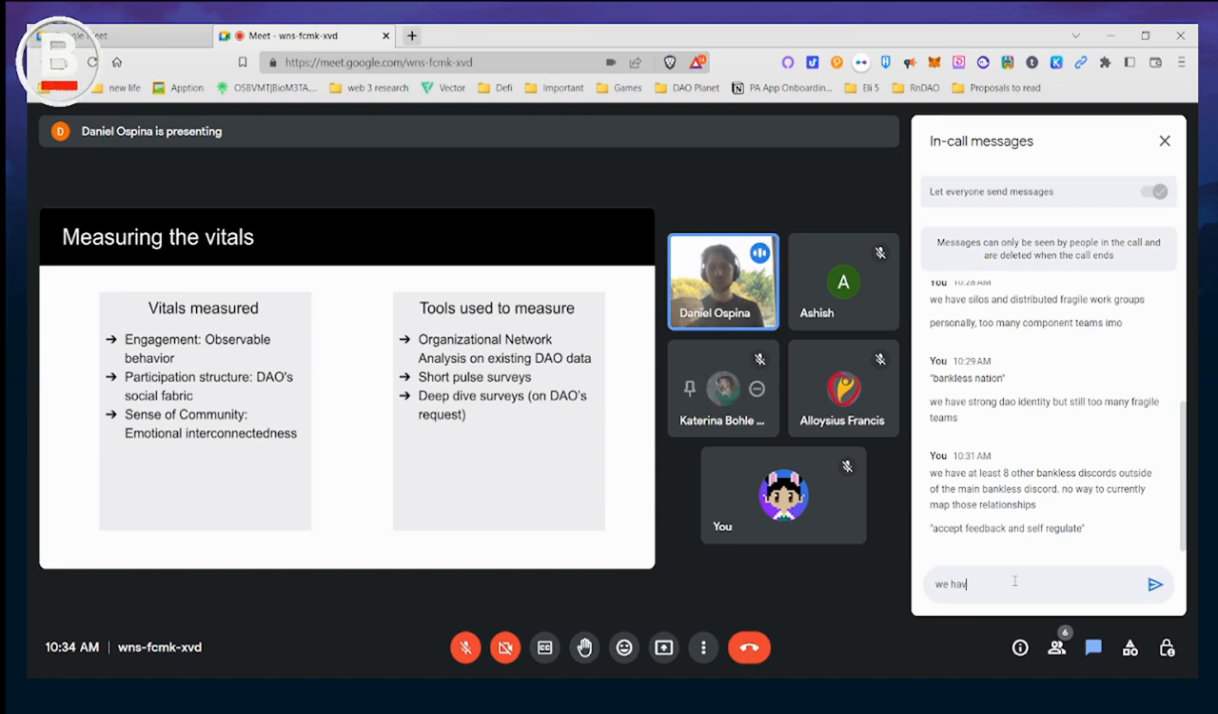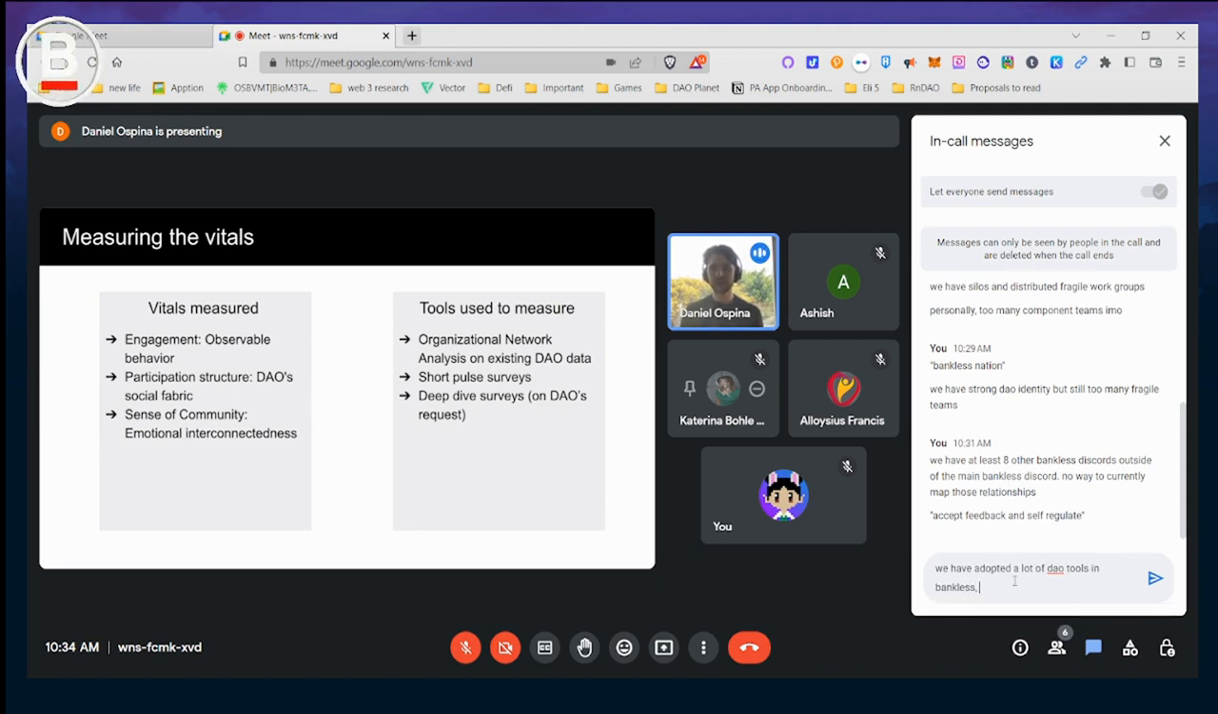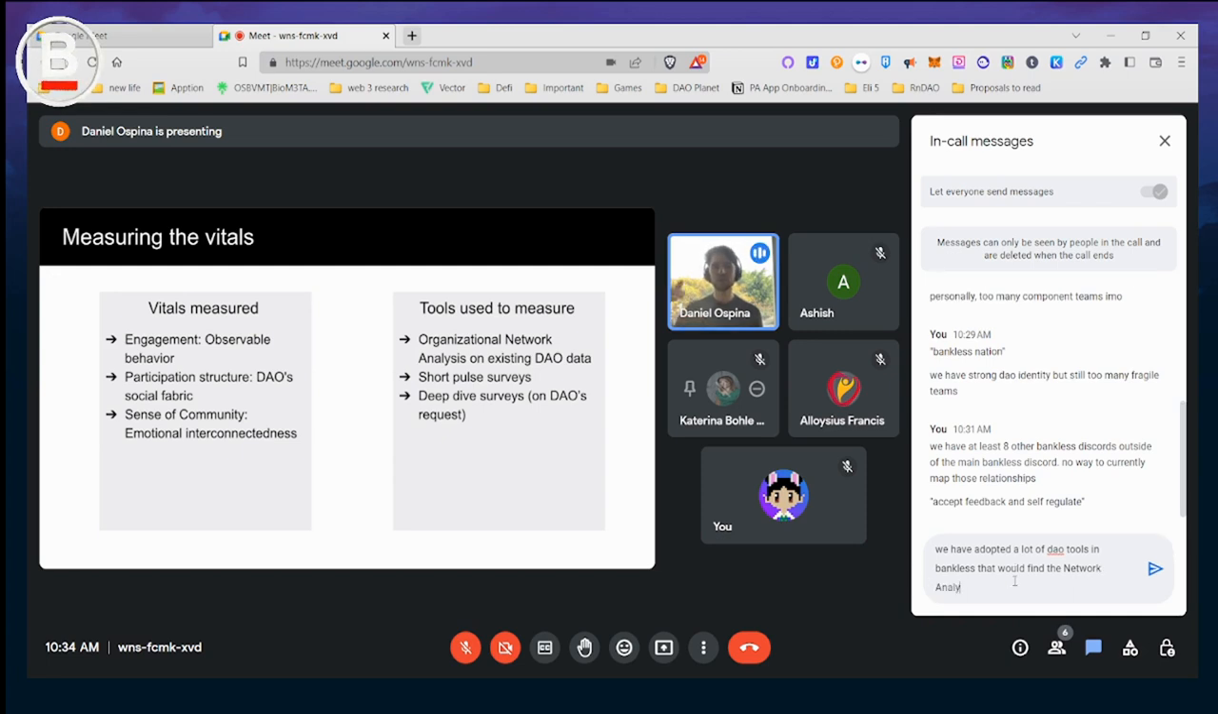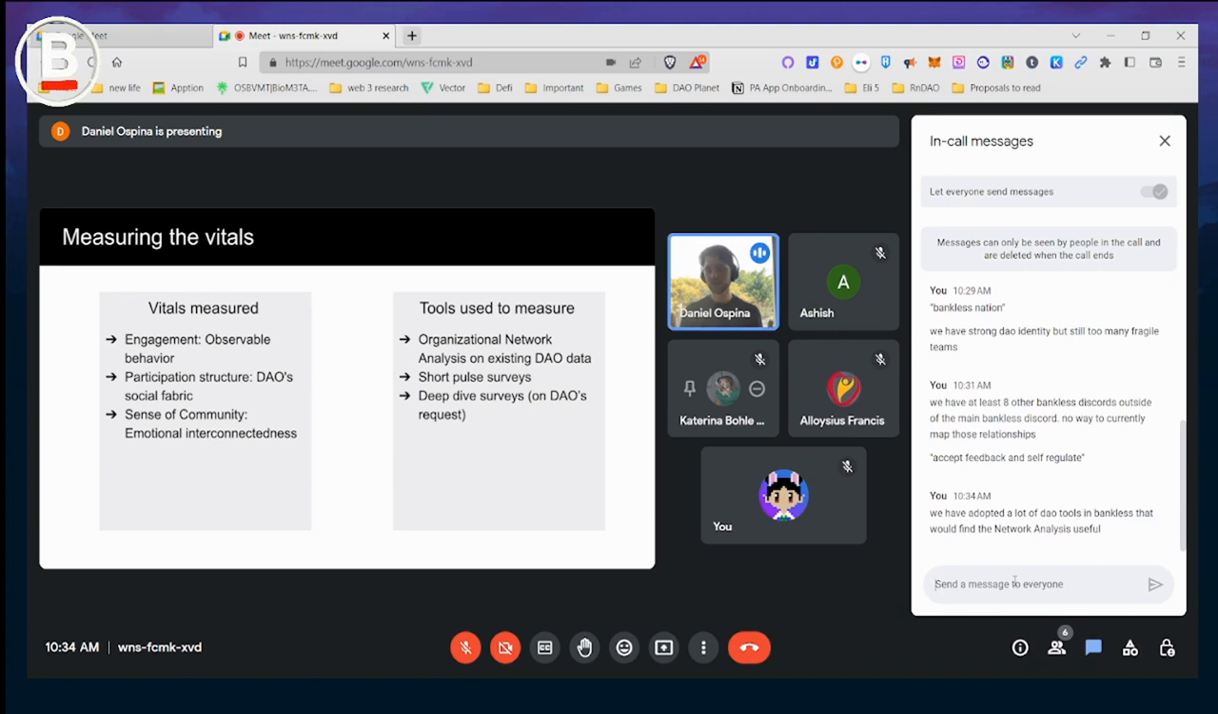And finally, we can do deep dive surveys on the DAO request. So we have a range of scientifically validated questions, and others that we are developing, that can help us dig deeper into specific areas to get even more information about what can be the root causes, or even understand some predictive factors that give us an understanding of how the health of the community might evolve over time, based on a richer set of indicators.